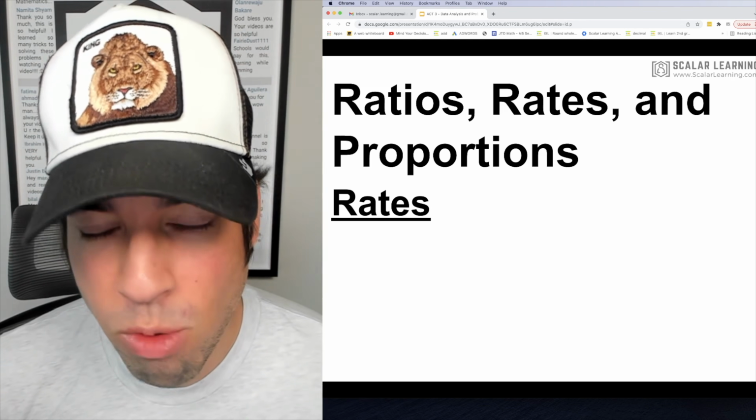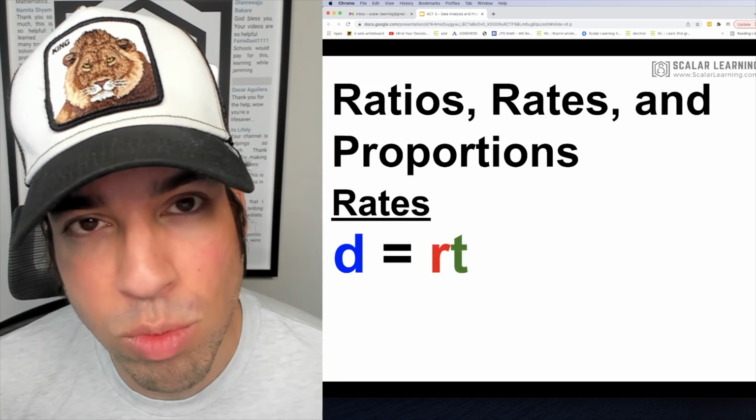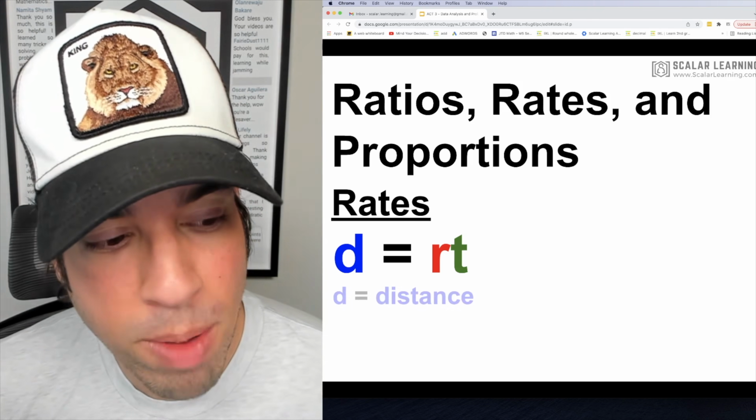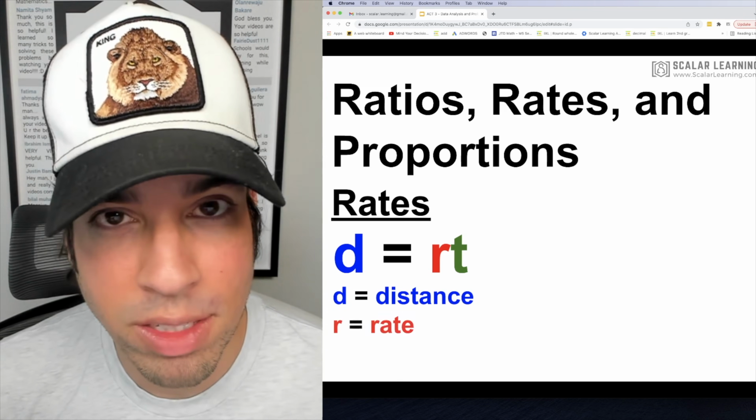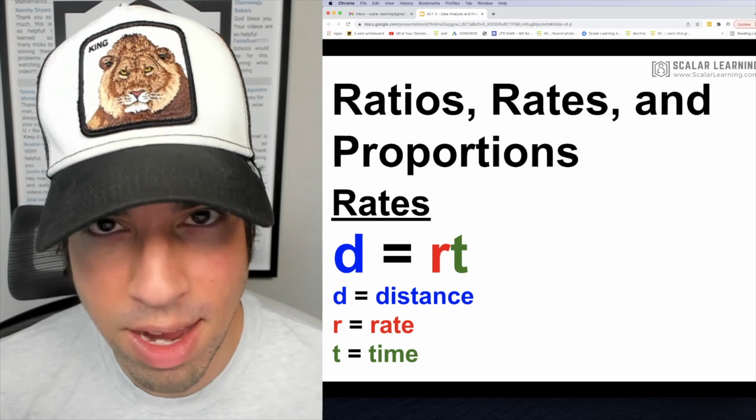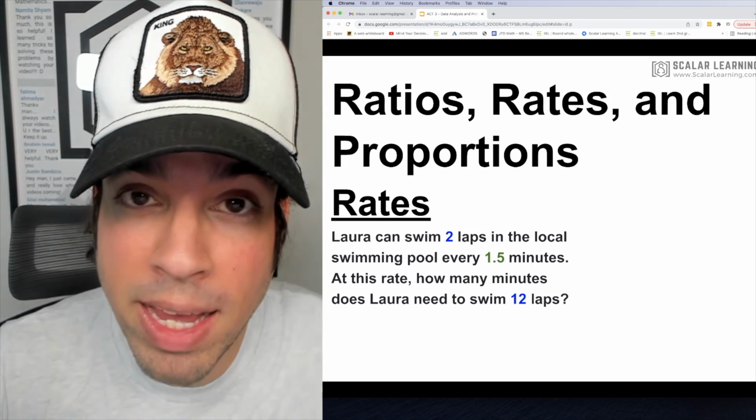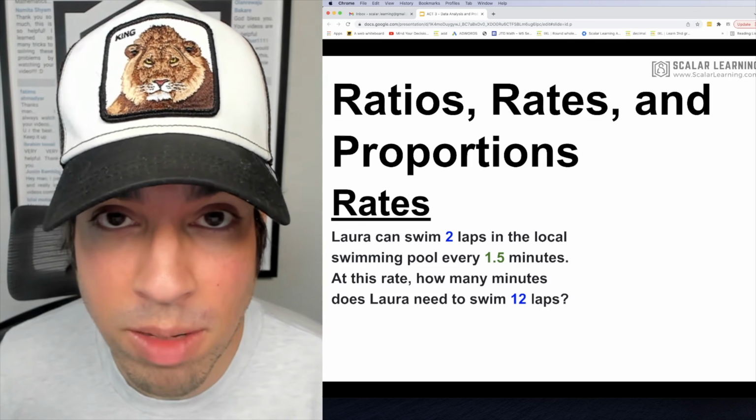Now let's talk about rates, and specifically when we're talking about rate problems, there's a very simple but a very powerful formula that you want to remember, which is distance equals rate times time. So of course, D represents distance, R represents rate, and T represents time. So now let's take an example problem and see how it works with the distance equals rate times time formula.